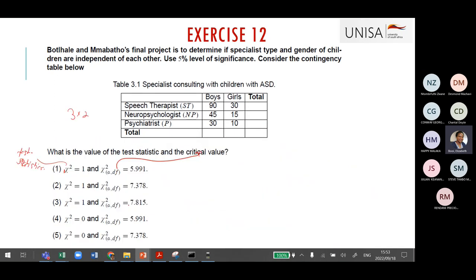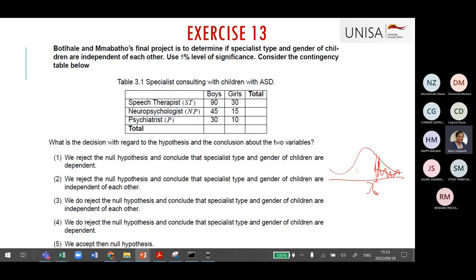Based on the critical value that you would have selected from here, you then make a decision whether you are rejecting or you do not reject. The last one is automatically excluded because we don't state the statement by saying accept or statements like that.